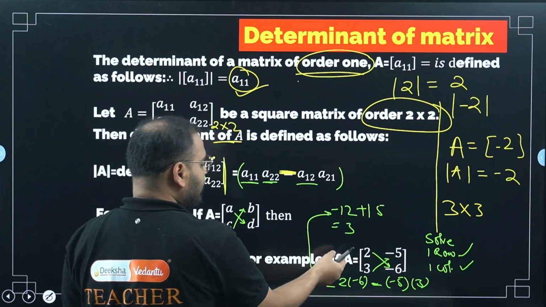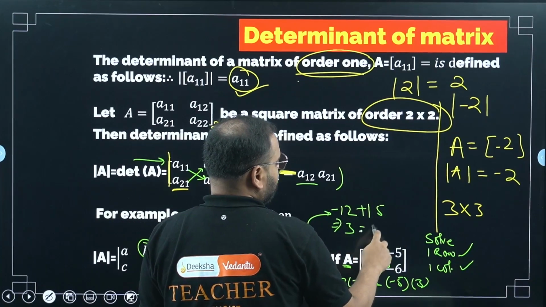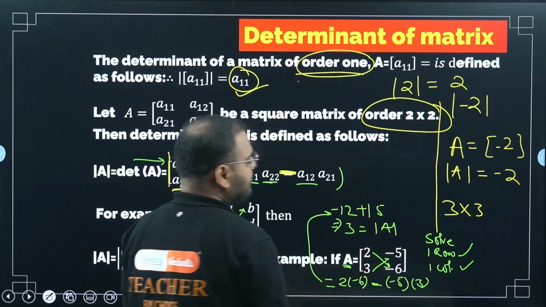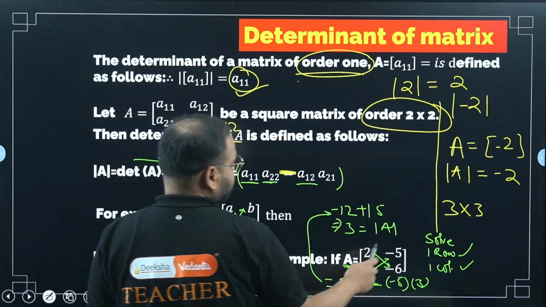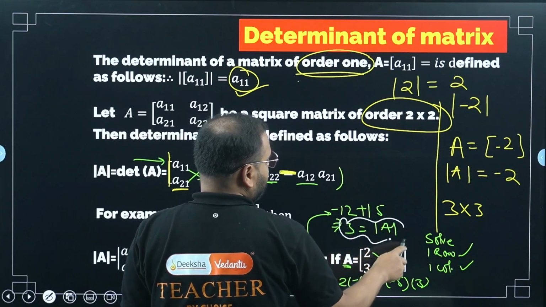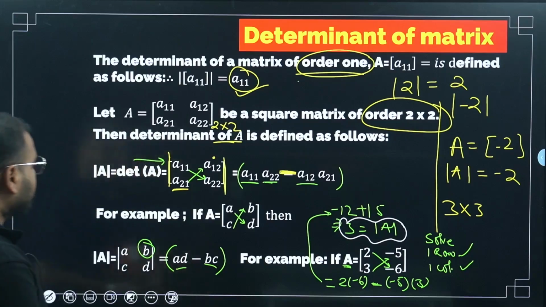The answer is 3. So the determinant of A, if I write it like this, I can write here: determinant of A equals 3. Determinant of A equals 3. I hope this is clear. Okay, moving on.